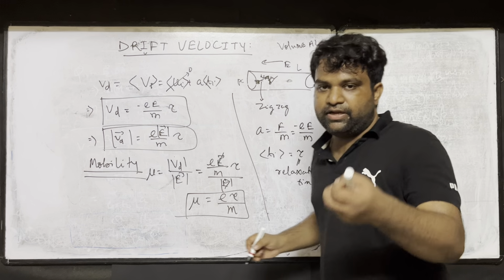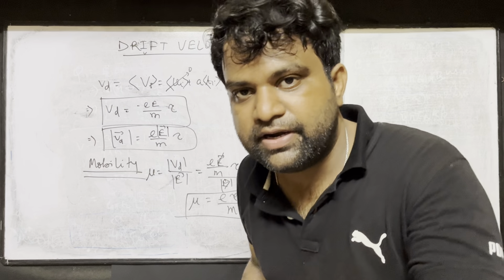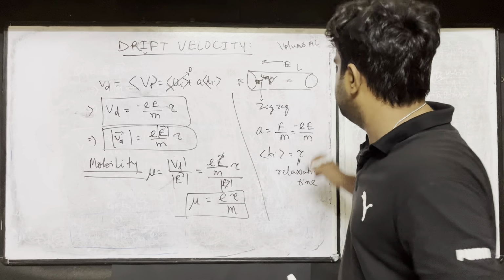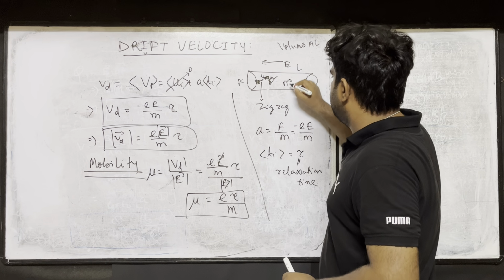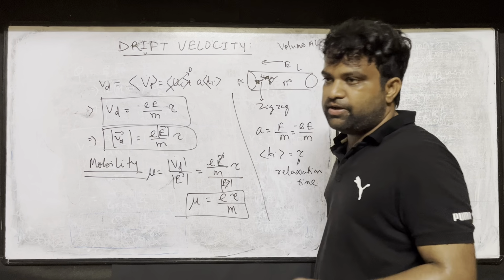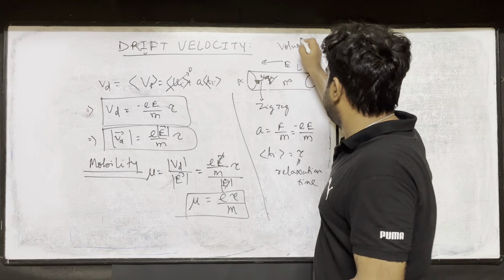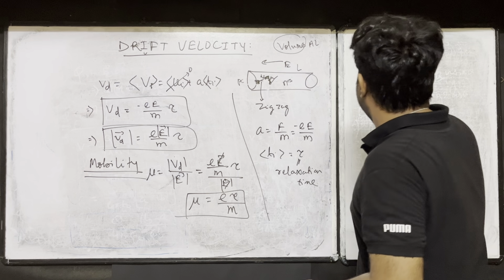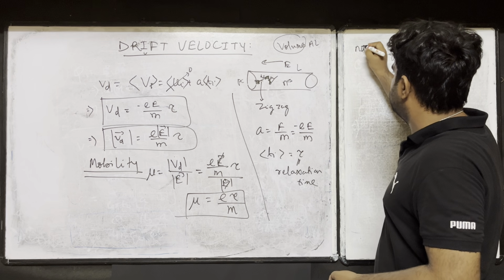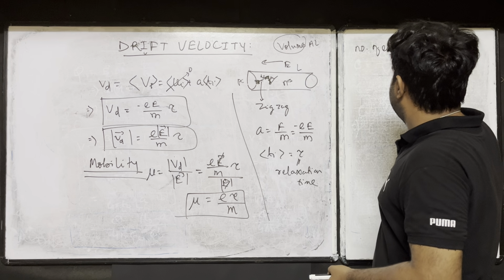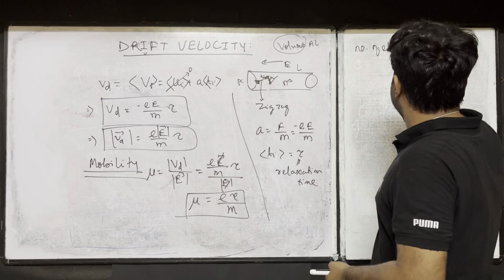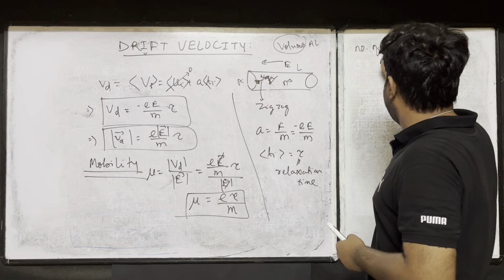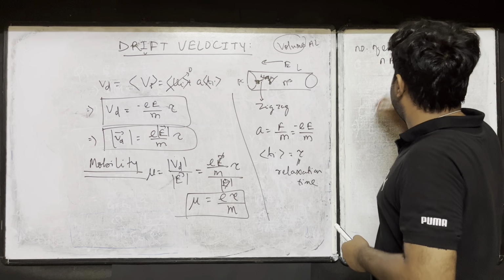Now let's say the number density, N is the number density, which is number of free electrons per unit volume. N is equal to, let's say, density, number of electron per unit volume. So for V volume, what will be the number? How many numbers of electrons will be there? Now for V volume, the total number of electrons will be N into AL.